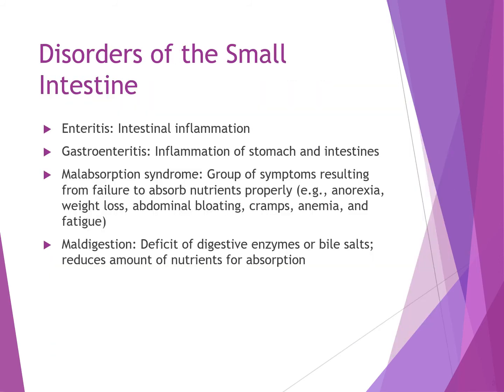So what can go wrong with the small intestine? The small intestine can develop something called enteritis, which is intestinal inflammation. Inflammation in the duodenum can produce feelings of nausea that can lead to vomiting. And this is typically due to some sort of infectious particle. Gastroenteritis as well could be some sort of bacteria that is causing inflammation of the stomach and the intestines.